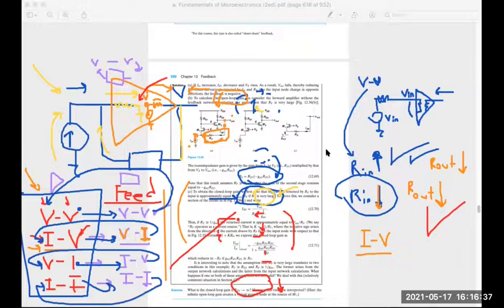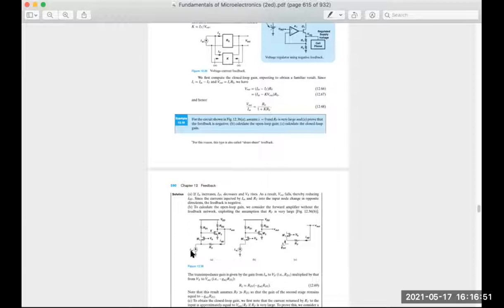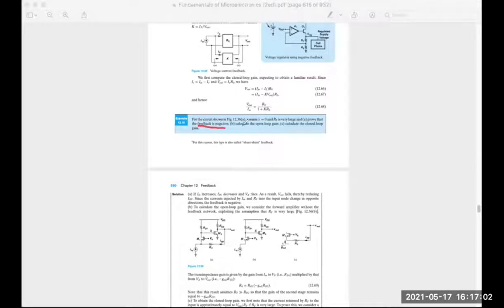Okay. So, let's solve this example. So, this is a current voltage amplifier, as you can see. Input is current, output is voltage. And asking, prove that feedback is negative in part A. In part B, asking the open loop gain. And in part C, asking to calculate the closed loop gain.